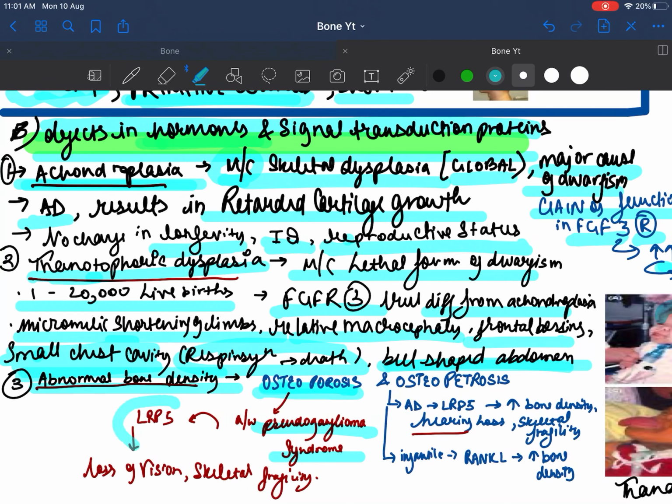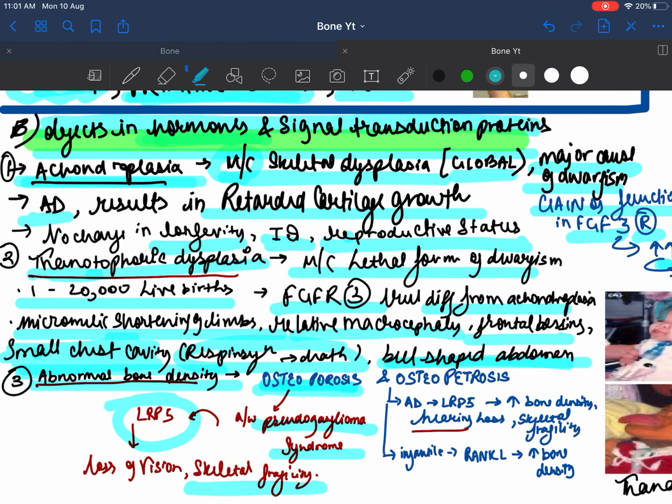And what receptor is affected here? The LRP5 receptor is affected here. So it is easier to understand. We have discussed earlier that the LRP5 is responsible for what? It is responsible for the WNT LRP5 beta-catenin signaling pathway. So it is responsible for the osteoblastic activity. So there has to be an LRP5 mutation which leads to loss of function, so that the osteoblasts are not activated properly, which will lead to osteoporosis in the future. So the person will obviously have skeletal fragility, and there will also be loss of vision.